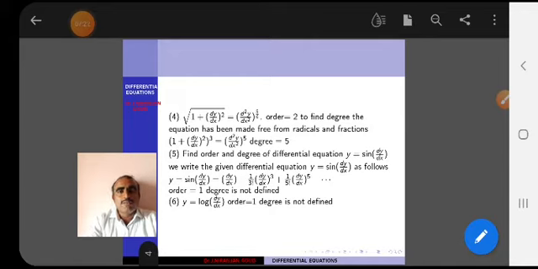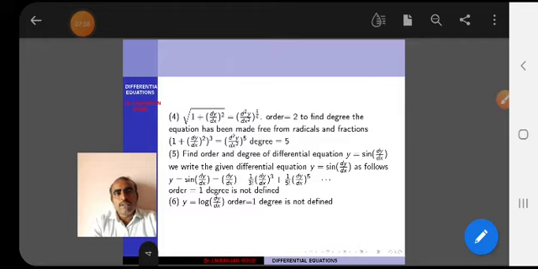In the first term, the power of dy/dx is 1. In the second term, the power is 3. In the third term, the power is 5, and so on. You will get infinitely many terms, so you can't define the degree. So the degree of the given equation is not defined.